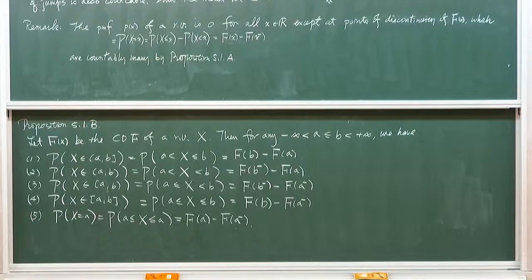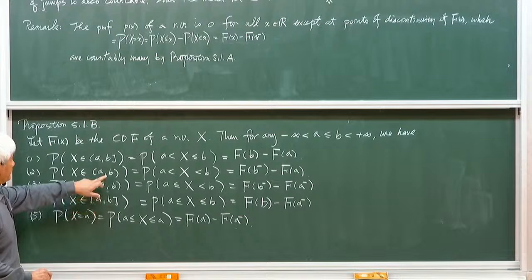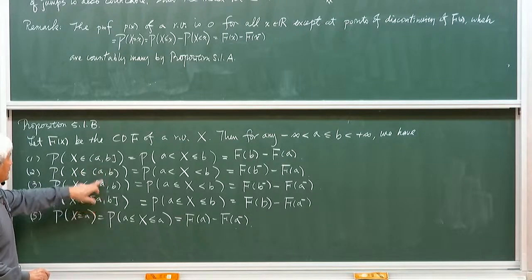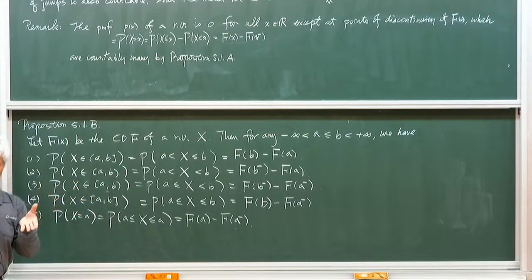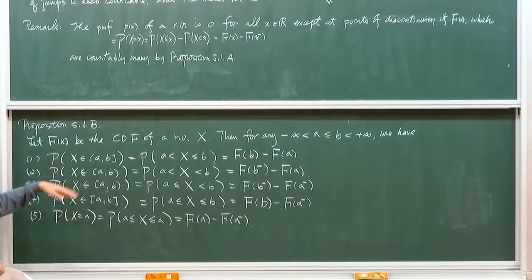So the CDF contains all the information to compute the probability of an event of interest described by a random variable X. These are all intervals, and they are basic types of Borel sets.